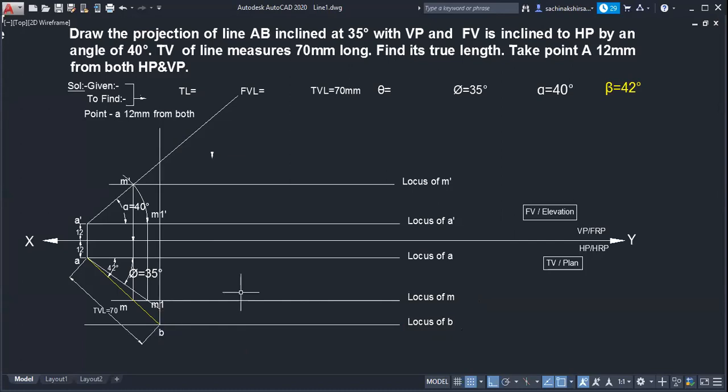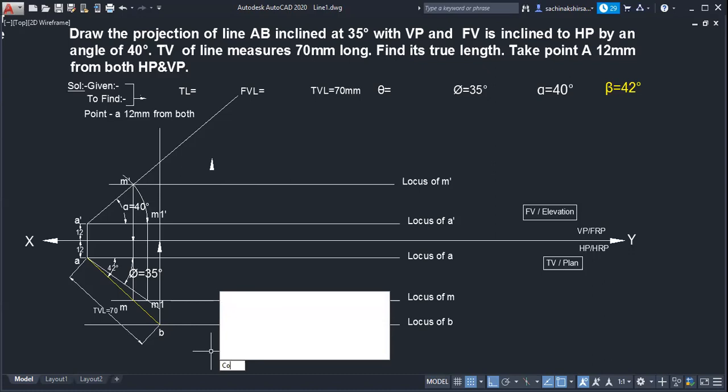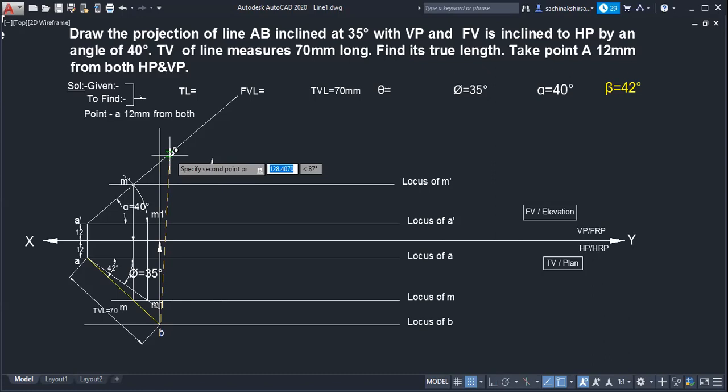We get B dash because that is the line of alpha, the FVL. Here I will show an arrow so that you will come to know where I am going from and to. If I go straight, here I will get B dash. Consider that point as B dash.